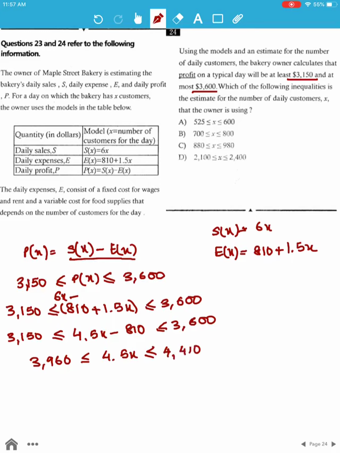Solving for x, we need to divide by 4.5 on both sides, and x has to be greater than or equal to 880 and it has to be less than or equal to 980. Therefore, x has to be greater than 880 and less than 980, which is option C.